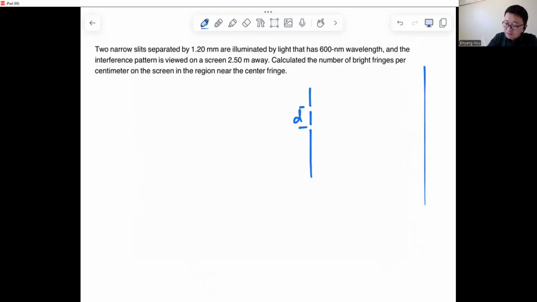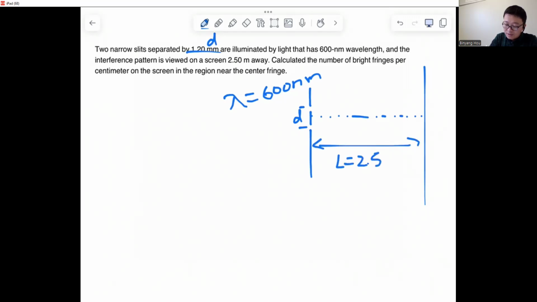And then on the screen down there, lambda is given as 600 nanometers, this is d, and this screen, L, is 2.5 meters away. It's asking you to calculate the number of bright fringes per centimeter on the screen in the region near the center fringe.